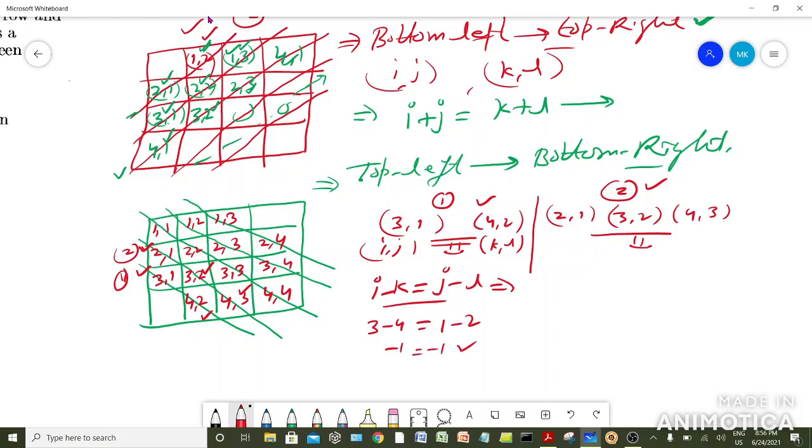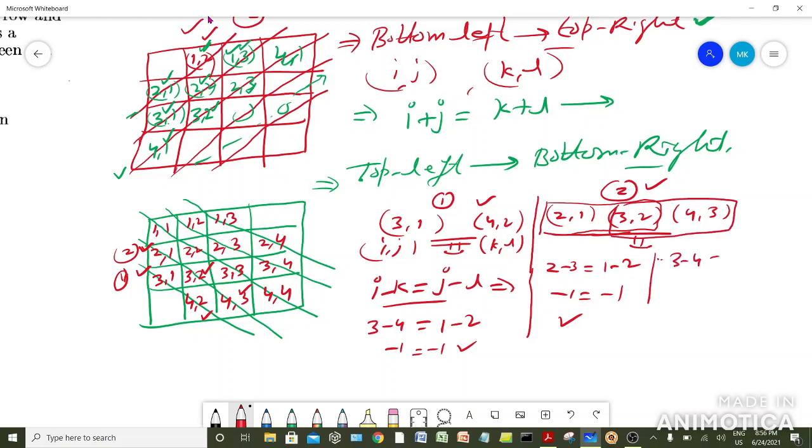Yes, it is. Now go for this diagonal. Check it for these two elements. So 2 minus 3 is equal to 1 minus 2. Minus 1 is equal to minus 1. It holds. Now go for this pair. It means 3 minus 4 is equal to 2 minus 3. Minus 1 is equal to minus 1. So this is the desired condition.